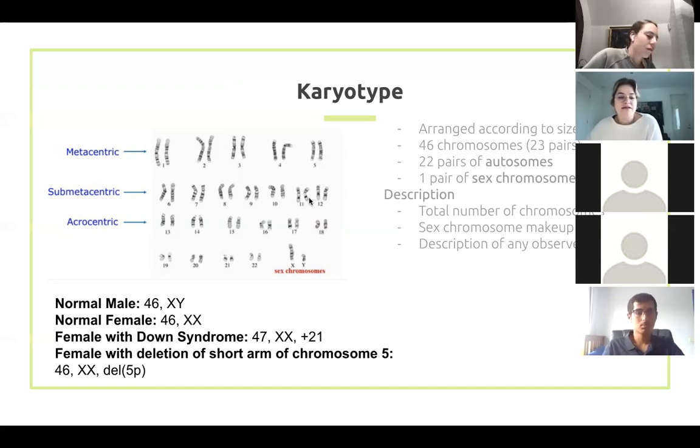If we move down to someone with Down syndrome, we would now have 47 chromosomes because there's an additional one. And if it's a female, it would be XX. And then we have that third part where we say plus 21 because they have an additional 21st chromosome. And then if we look at the last one, if a female has a deletion of the short arm of chromosome 5, this is where all your key terms come in handy, because you would have 46, because they still have 46 chromosomes, but they just don't have a full one, XX, and then you would write del for deletion, and then 5, and then that's where the P for the short arm would come in to use.